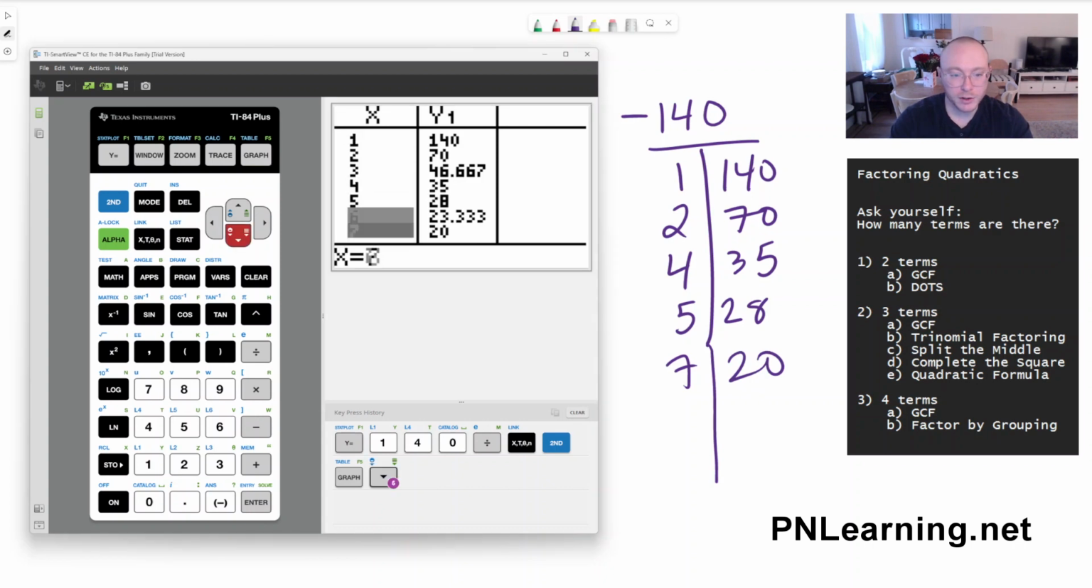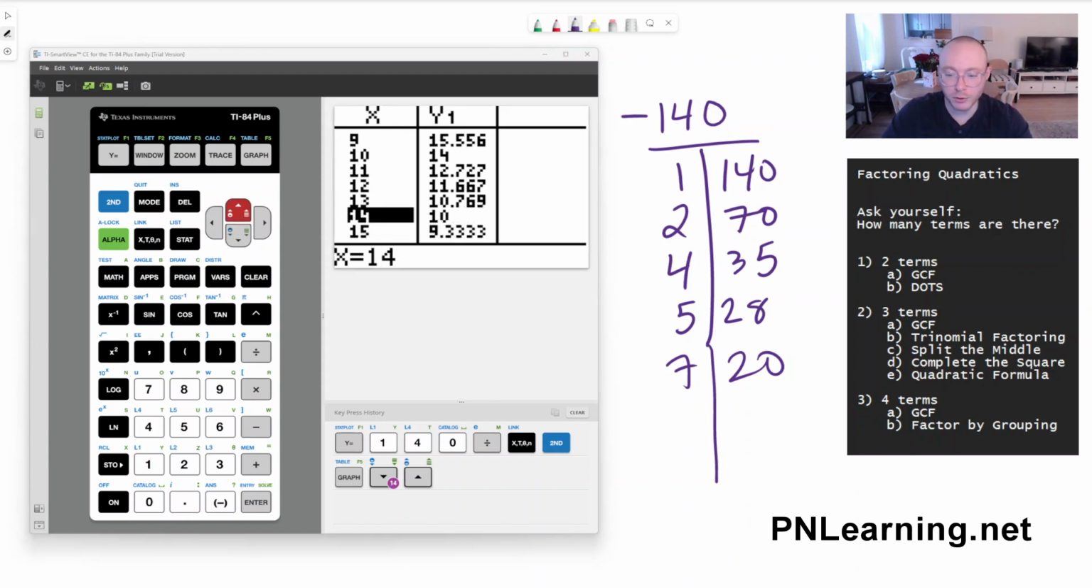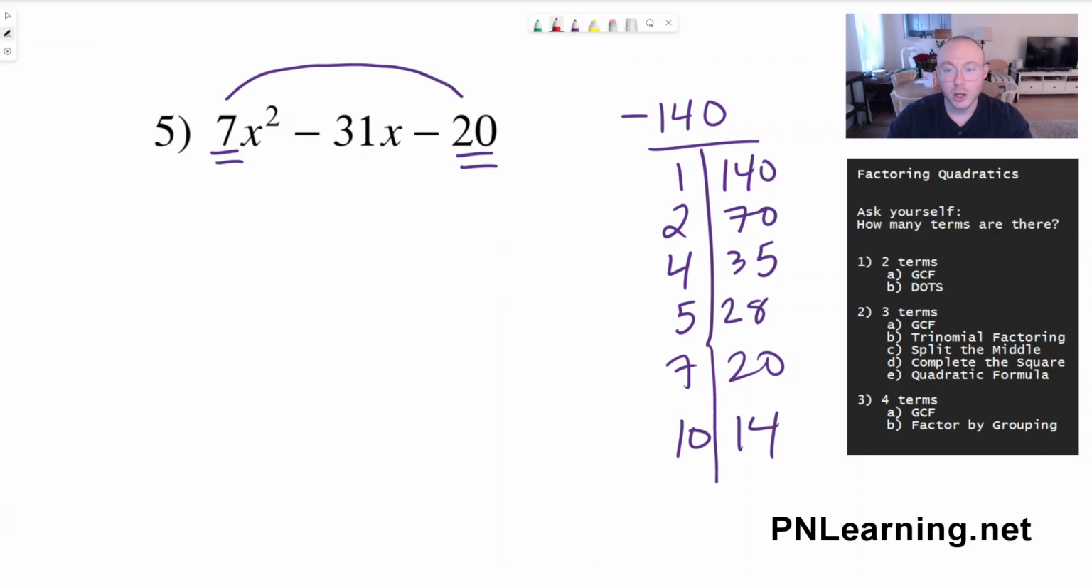And let's scroll down to see if we have any more. We have 10 and 14. And some decimals, and then 14 and 10. That would be a crisscross, and so these are going to be our choices. So we want to pay close attention to the fact that 140 is a negative, which means we're looking for 2 numbers that are 31 units apart, that have a difference of 31, since one of these factors is inevitably going to be a negative.